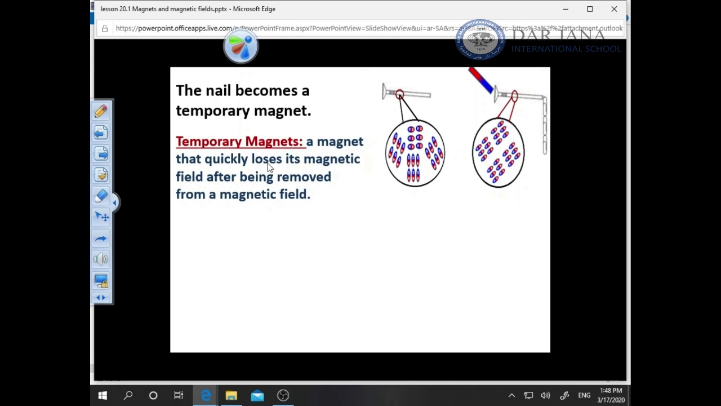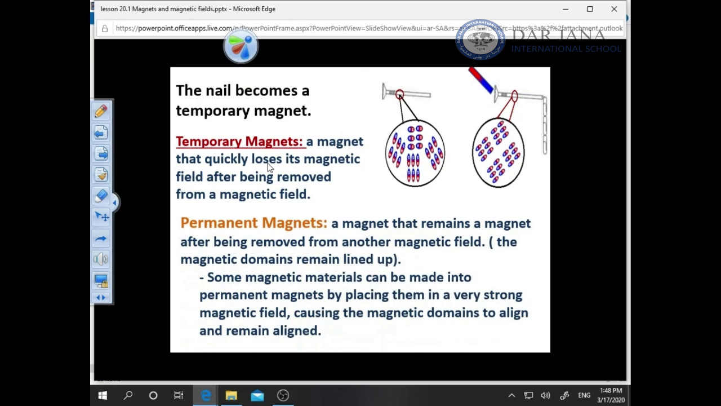What is a temporary magnet? A magnet that quickly loses its magnetic field after being removed from a magnetic field. A permanent magnet is a magnet that remains a magnet after being removed from another magnetic field. So what we can conclude is that there are two types of magnets, temporary magnets and permanent magnets.